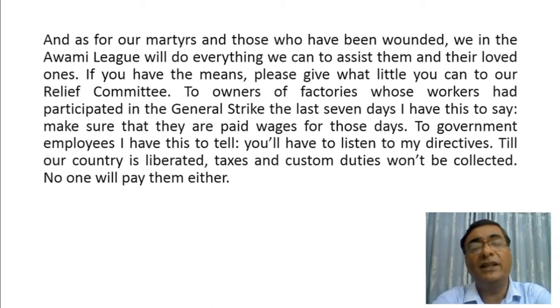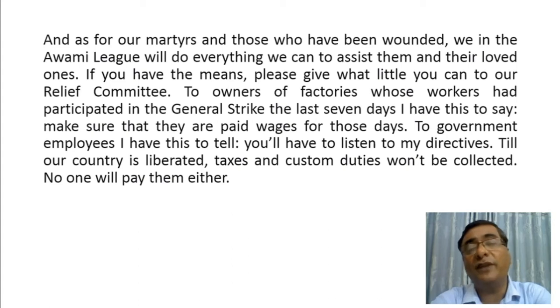Now you will see that he is also giving direction and directives to the organization. We will do what we can to assist them and their loved ones. And the Awami League was trying to assist the people. If you have the means, please give what little you can to our relief committee. And Bangabandhu asked the people to give to the relief committee if it was possible for them.